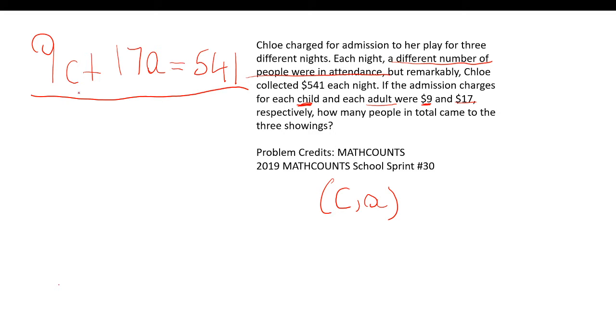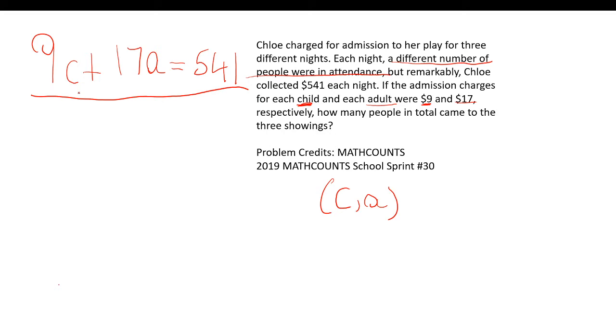What if A is 0? Let's set A equal to 0. If A is 0, we have 9C equals 541. Now you know your divisibility rules for 9. The sum of the digits must be divisible by 9. 5 plus 4 is 9. We have one extra 1, that's a 10.